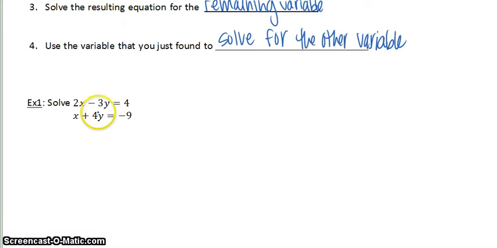Well, if I look at the second equation, I can easily get x equals without even having to divide. I don't like to divide. It's not as fun, especially if you have fractions. So I'm going to subtract 4y on both sides. I'm going to have x equals negative 4y minus 9.